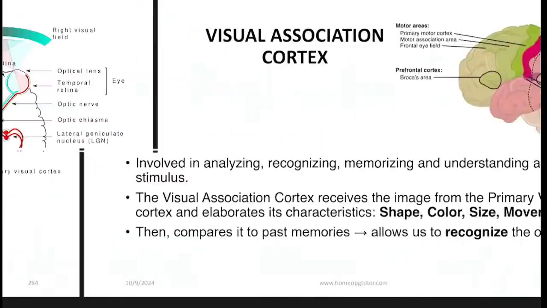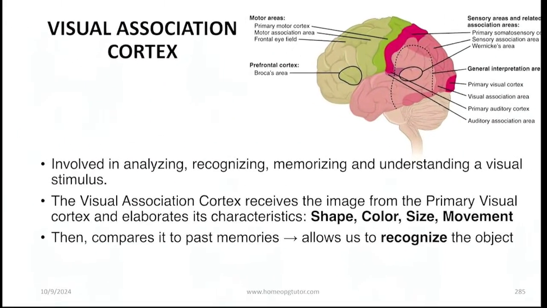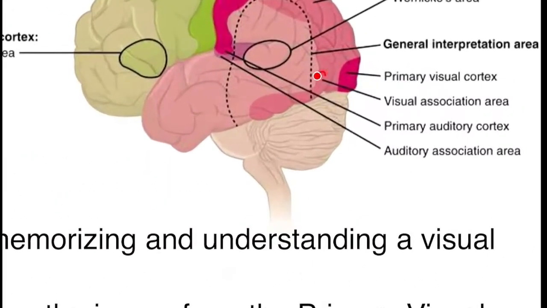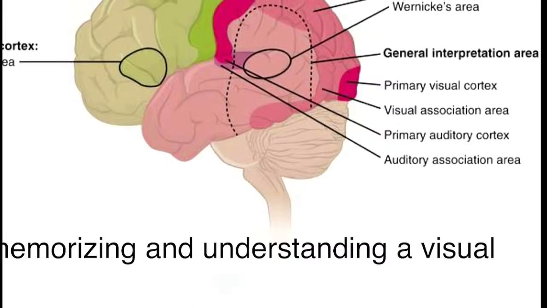Next one, let us talk about the visual association cortex. So talking about the visual association cortex, you can see this particular area. They are involved in analyzing, recognizing, as well as memorizing and understanding visual stimuli. Okay, this visual association cortex actually receives the image. See, basically when we see a particular thing, the primary visual cortex will take it up, correct, and then they're going to pass this information to the visual association cortex, and then our visual association cortex is going to understand the shape, the color, the size, and the movement.